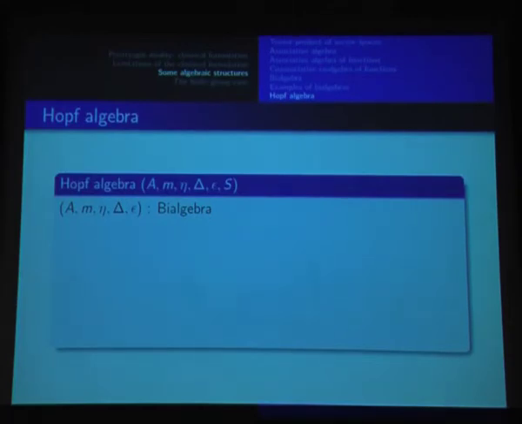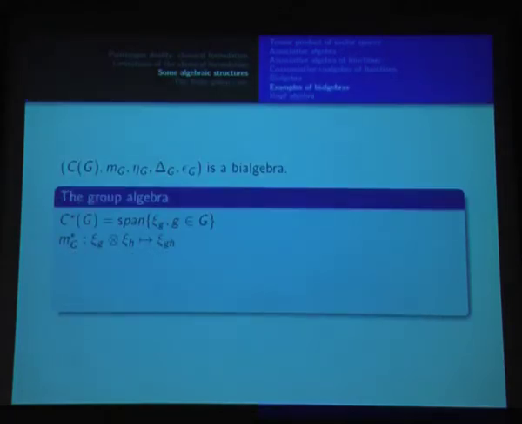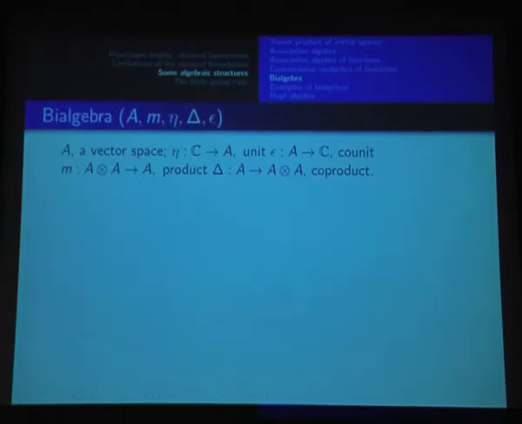So, we have this concept of bi-algebra. Now, that is further extended to this concept of Hopf algebra. So, Hopf algebra means it is a tuple like this, where these parts correspond to a bi-algebra, and there is another extra map S. So, this map S is called antipode.